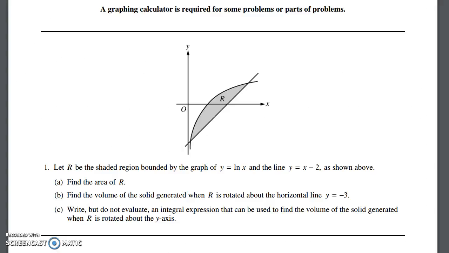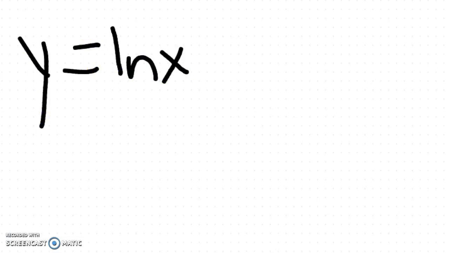Now part C: write, but do not evaluate, an integral expression that can be used to find the volume of the solid generated when R is rotated about the y-axis. Now this problem is a little bit more difficult, because we're rotating around the y-axis, so we have to write everything in terms of y, right? So we are given the equations y equals ln of x and y equals x minus 2.